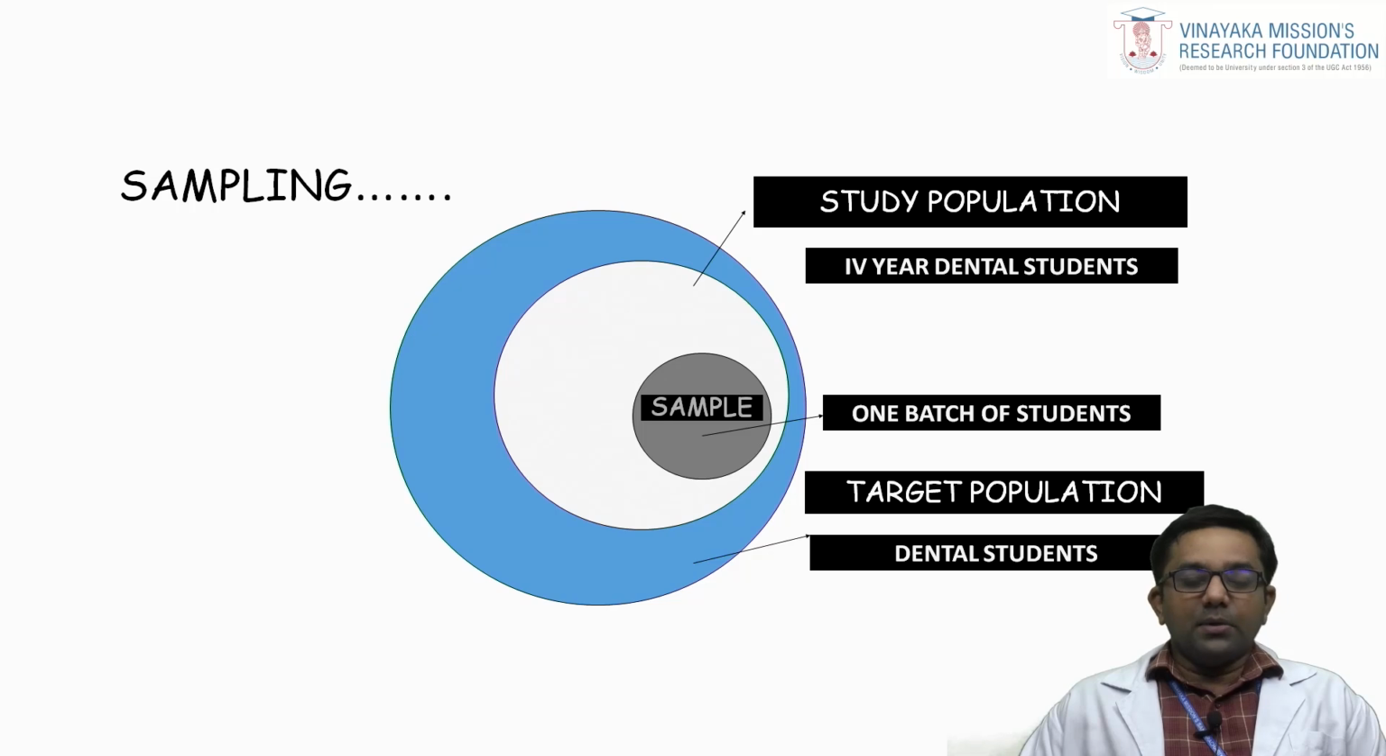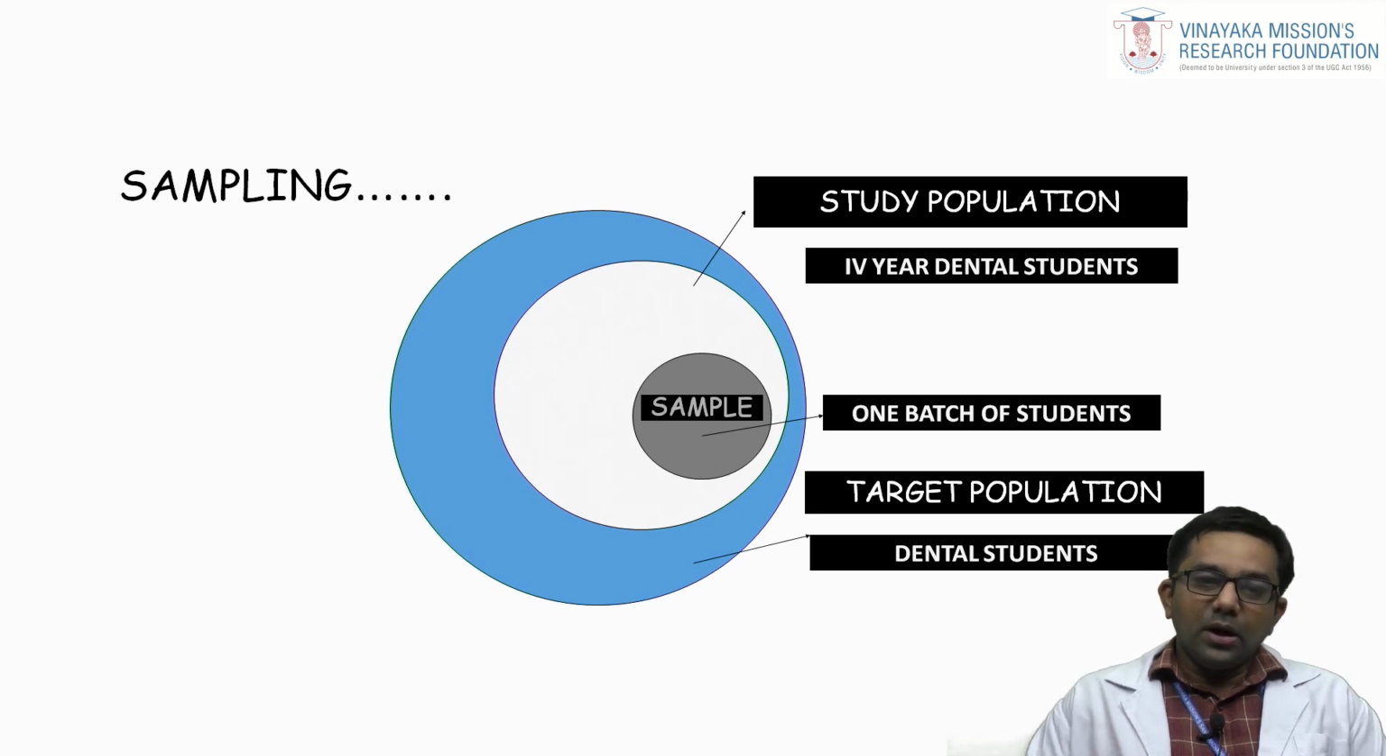So, in the sampling procedure there are different types of populations: the study population and the target population. When you see the whole population, your target population will be your dental students. Target population means the population where you are going to implement the study, or which population you are going to see. The study population will be your final year dental students. So, your target population is your whole dental students, whereas your study population is where you limit the study to a few participants in a particular class.